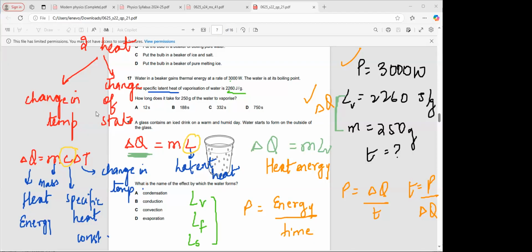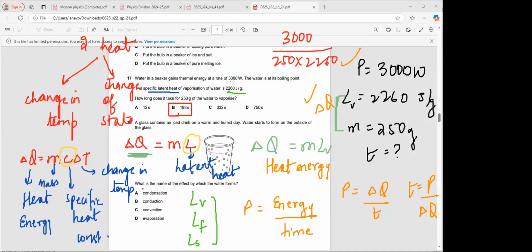Okay, I understand. You have written this as 3000 divided by 250 into 2260. Yes, like that. Okay. So when you divide it, you will get the answer around 188 seconds. Are you sure, miss? Yes, I've checked it through the calculator. I've not calculated it, let me recheck.